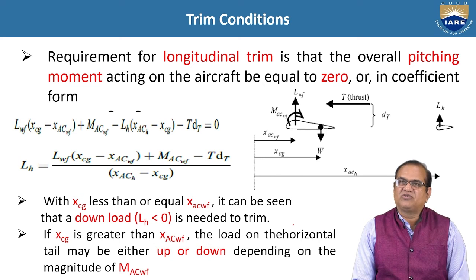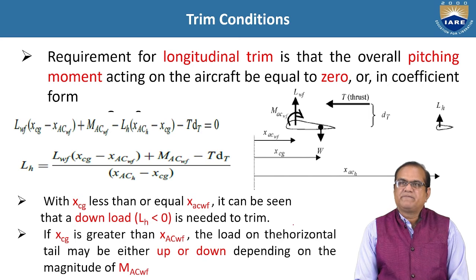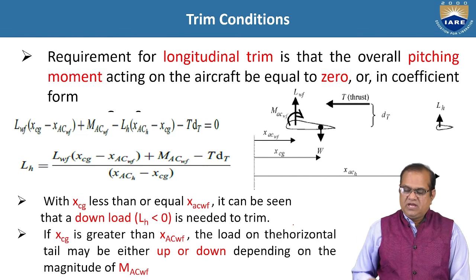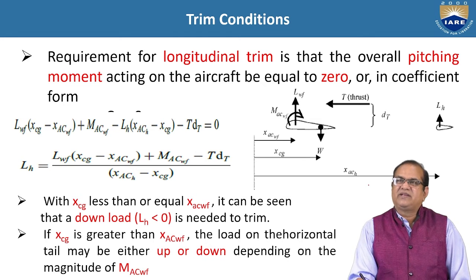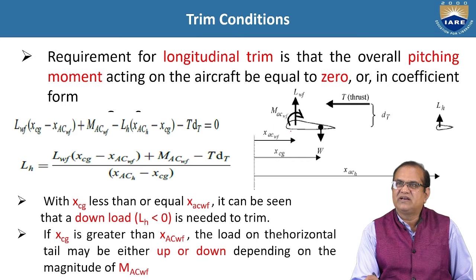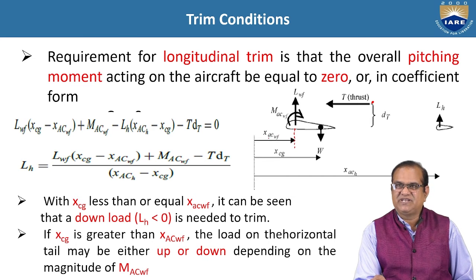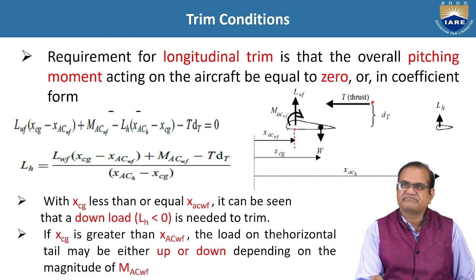Now we have to discuss the trim condition of the aircraft, and we should achieve this condition. We can see here a typical diagram where this is the reference line. Every parameter is measured from this reference line. This is the wing, this is the tail, and here we are assuming the engine. This is the aerodynamic center, represented as XAC wing fuselage.